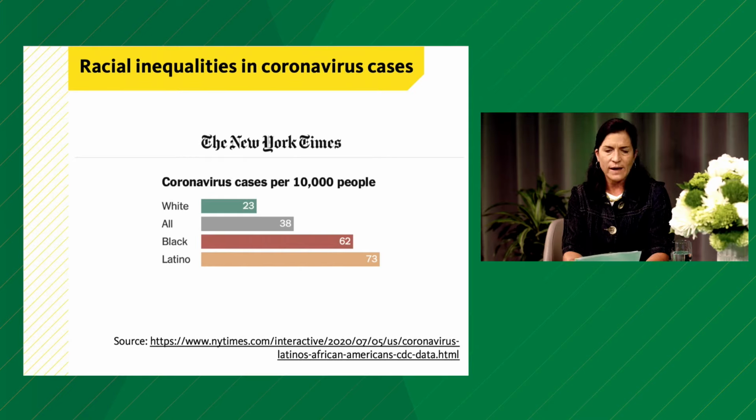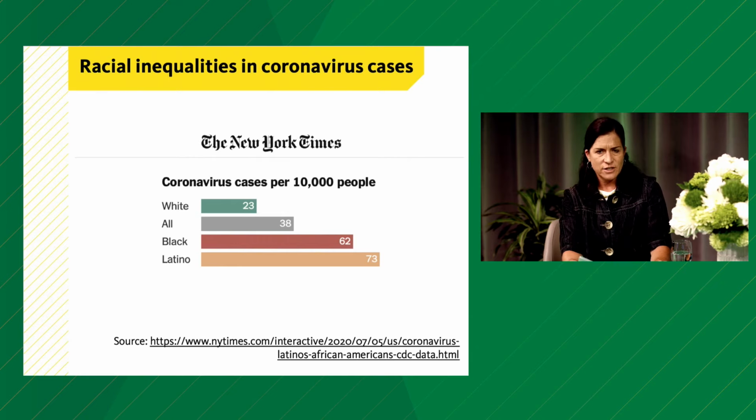Overall in the U.S., the white coronavirus infection rate is 23 per 10,000. That compares to a population average of 38 per 10,000, a Black American average of 62 per 10,000, and a Latinx average of 73 per 10,000. As I mentioned earlier, for Black and Latinx Americans, coronavirus infection rates are disproportionate to population averages. Those are preventable.